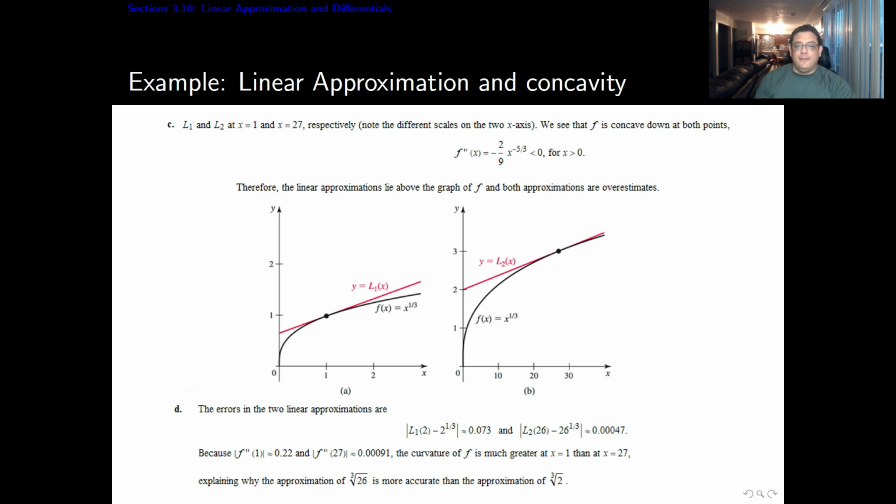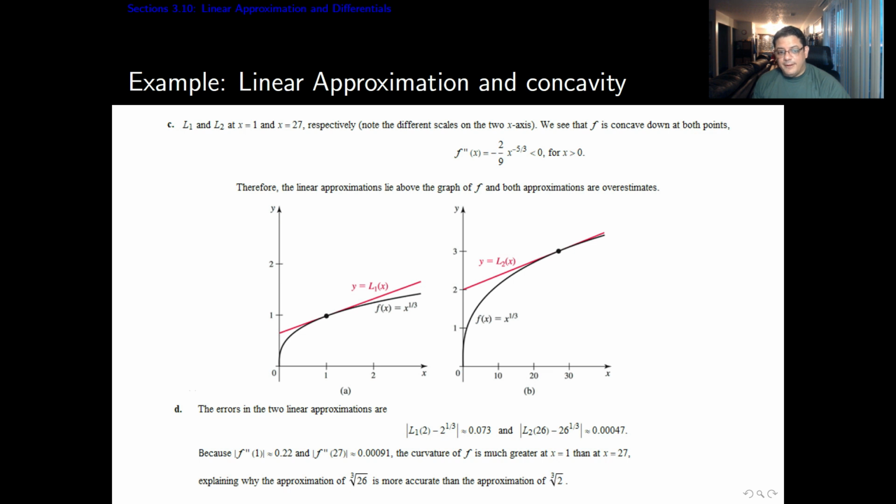Now, if we calculate the difference between both the approximation and the actual value, then we can compute the errors. For example, L1 of 2 minus 2 to the 1/3 is going to have a real difference of 0.073. And if I do L2 of 26 minus 26 to the 1/3, which is the error around 26, it is going to give me a very small number of 0.00047.